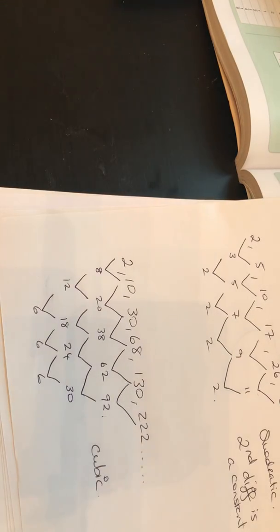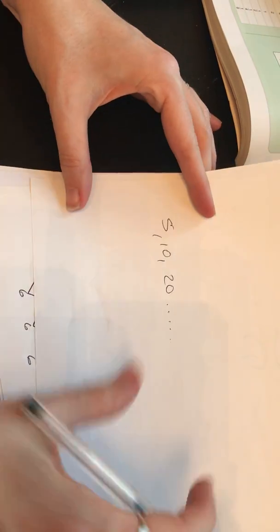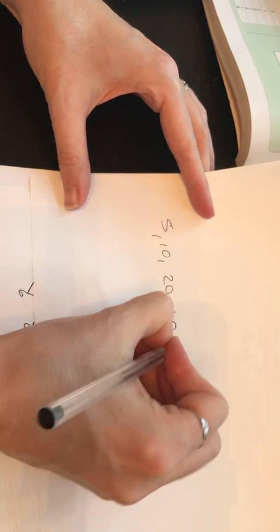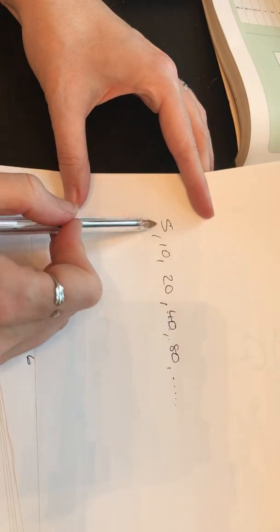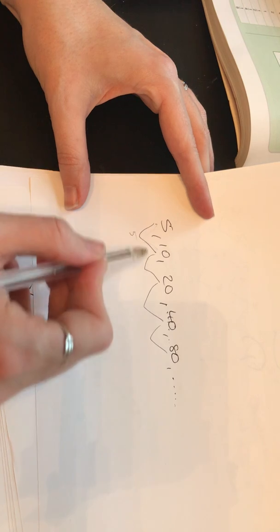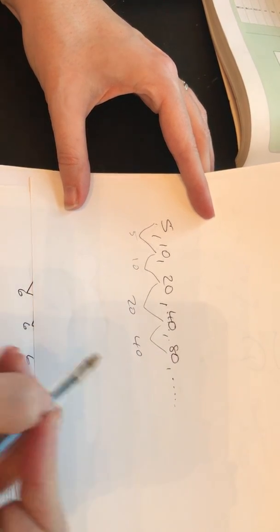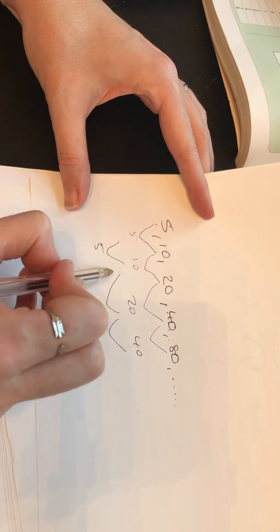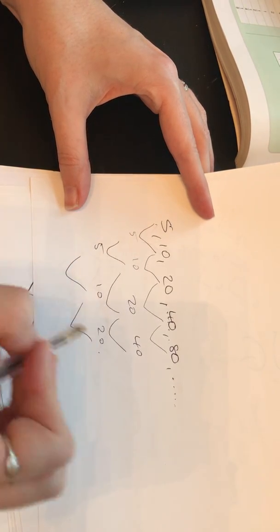A geometric is the only one we haven't looked at, so we'll have a look here at a geometric. So 5, 10, 20, 40, 80, etc. If you want to check the common difference here, it turns into 5, 10, 20, 40, no, so go again. 5, 10, 20, no, go again.